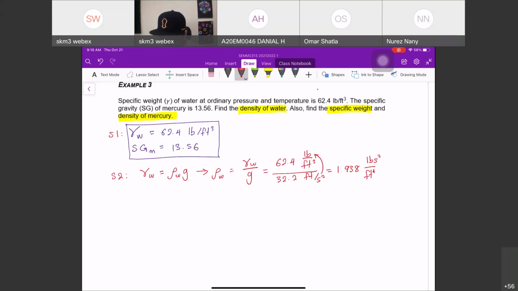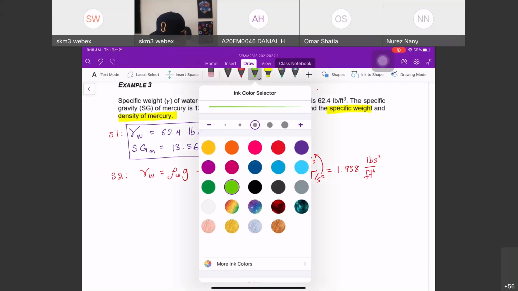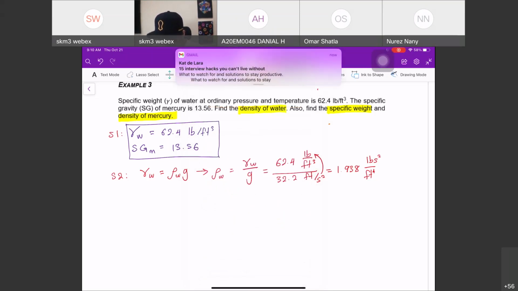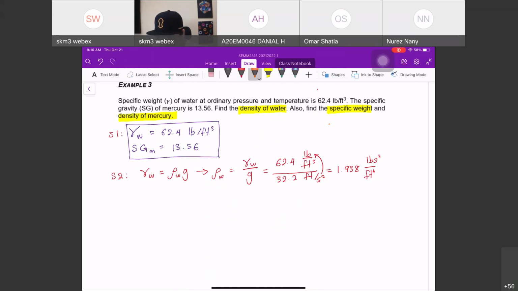Do you know what is slug? What's the dimension of slug? Are you sure? Okay, the slug. So what's the unit of slug? Do you still remember? The unit of slug is LB second squared over feet.